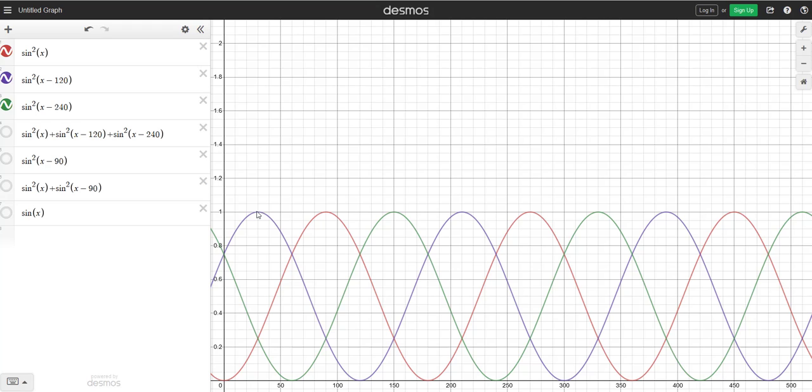I've got my peaks happening here. There's 120 degrees between each waveform. If I sum the blue plus the red plus the green waveform, this represents the power from all three phases being delivered to identical loads.